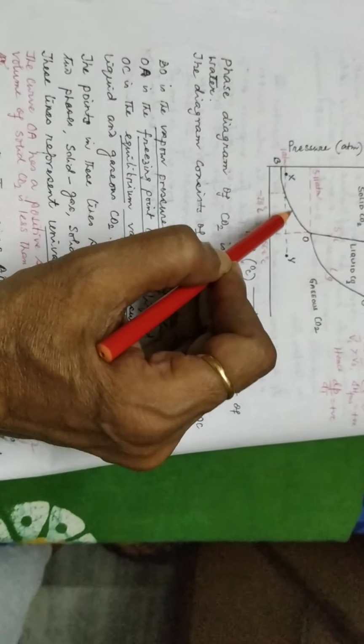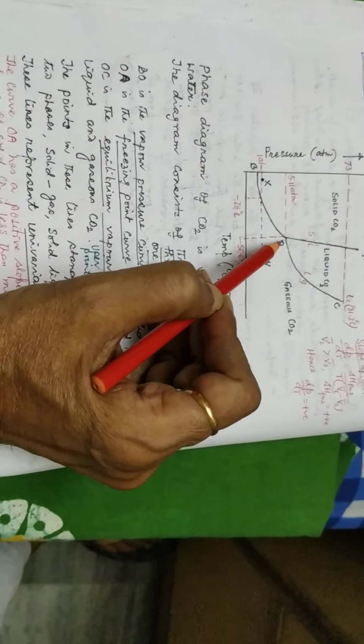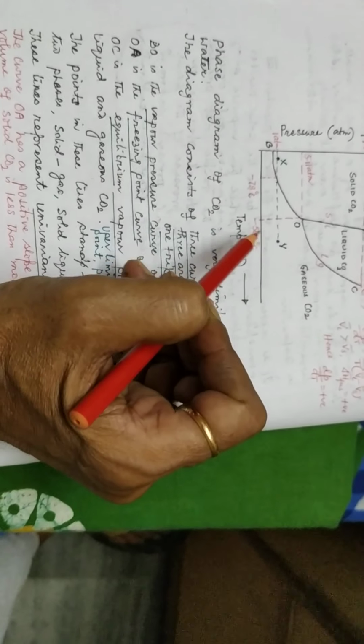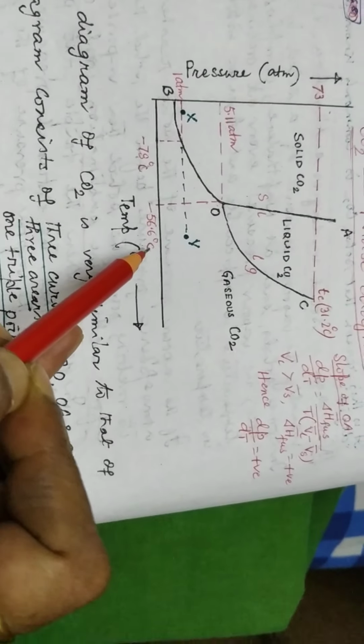There is the line OB, OC and OA meets. The three phases are in equilibrium here. And it occurs at a temperature of minus 56.6 degrees centigrade and a pressure of 5.11 atmosphere.